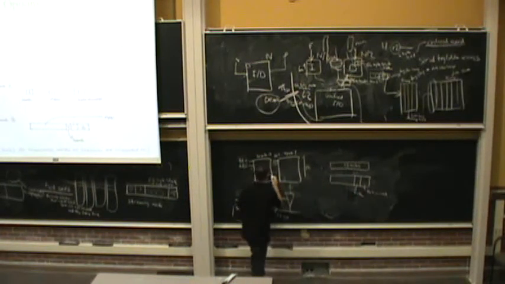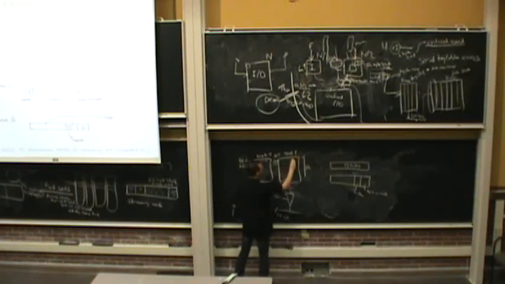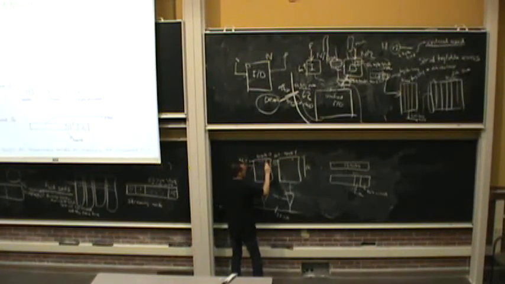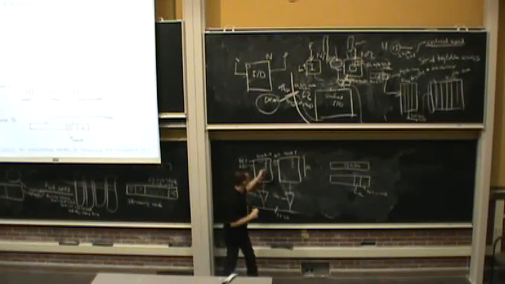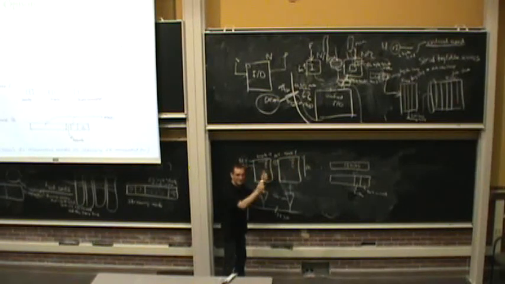One option is to have your bandwidth come from here, which means that your consecutive words, like the word at address 0 goes to bank 0, the word at address 1 goes here, address 2 goes here, address 3 goes here, address 4, 5, and so on. This is called word interleaving. You interleave the consecutive words in memory in consecutive banks. Why could this be useful? Well, it could be useful if you're accessing consecutive words in parallel, at the same time.